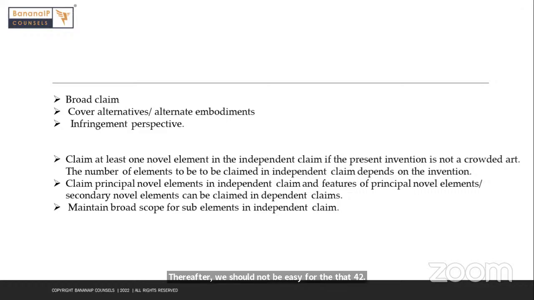So let's say if the invention is not in a crowded art, then we can claim at least one element in the independent claim. The number of elements that can be claimed in the independent claim depends upon the invention. And we can claim the principal novel elements in the independent claim, and the features of the principal novel elements or the secondary novel elements can be claimed in the dependent claims. And if we have sub elements, let's say we have a component and we have a sub feature in that, then the broad scope should be provided for these sub elements, so that evading the claim will be difficult for the third party.